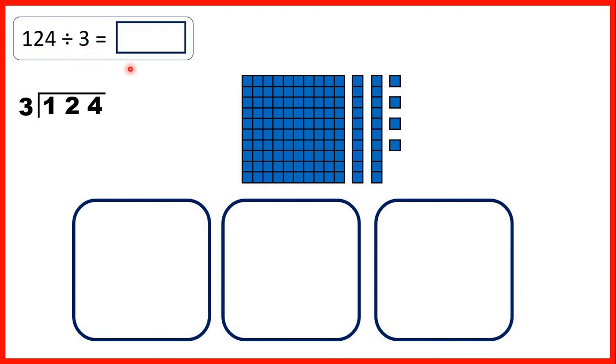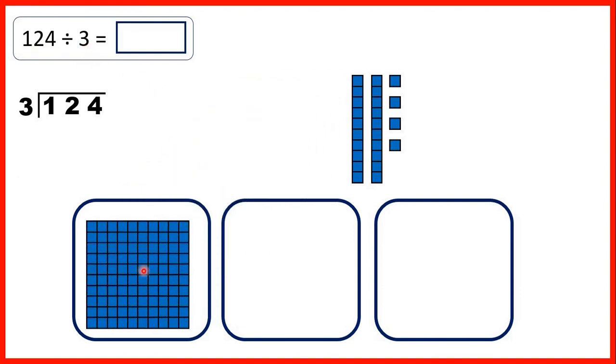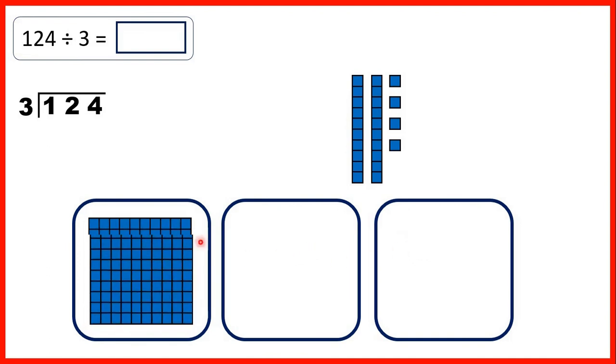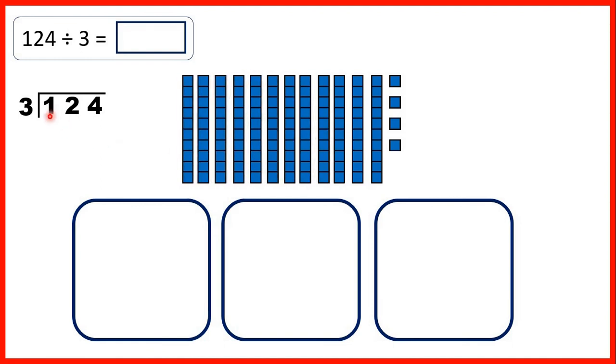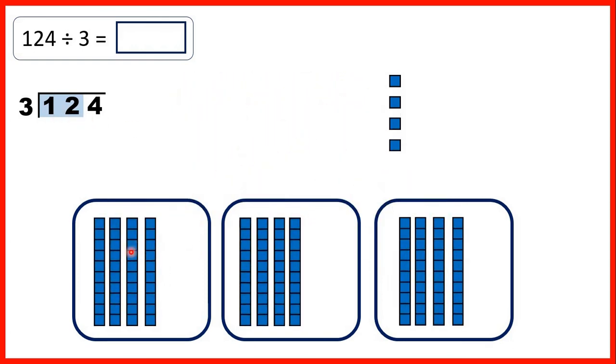124 divided by 3. We can't share out this 100, because when we divide, we need to make equal groups. But what we can do is exchange our 100, or split our 100, into 10 tens. That means that we have 12 tens to share out, and we can share out all of those tens. We get 4 tens in each group because 4 times 3 is 12. But now we need to share out our 4 ones. We can share out 3 of those ones to get 1 one in each group, so that's why we have 1 as the ones digit of our answer.